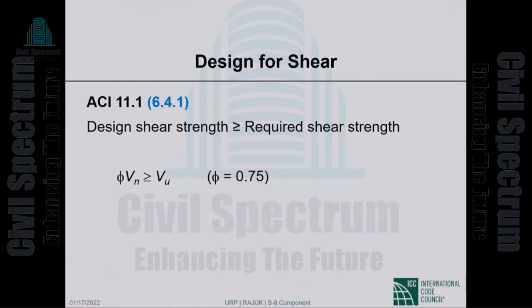Now, design for shear. This is as we discussed at the first concrete session. In all strength design, the design strength must be larger than or equal to the required strength. Required strength is V sub U. That has to be calculated from the applied loads by structural analysis. And V sub N is the nominal shear strength. We reduce it by a strength reduction factor phi to get to a design strength.